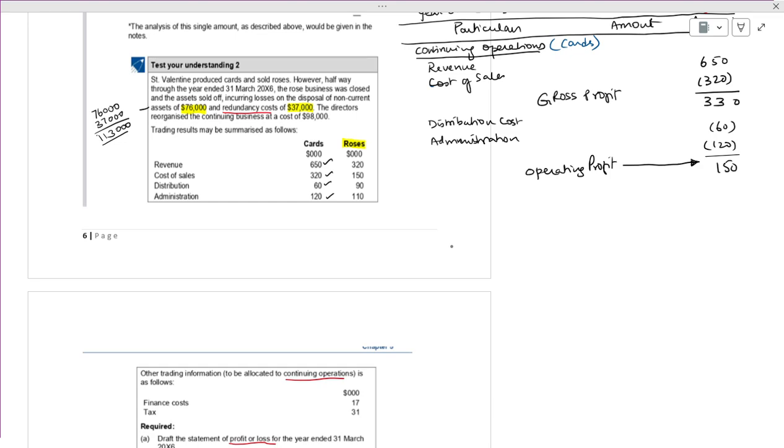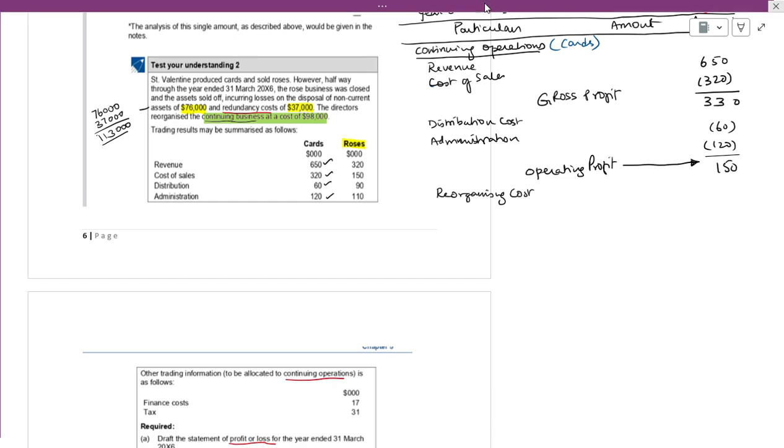After this, the directors reorganized the continuing operations. They have restructured the continuing operation. This expense is related to the continuing operations. How much is the continuing operation expense? We have to take only continuing operations. Reorganization cost, this is only for continuing operations.